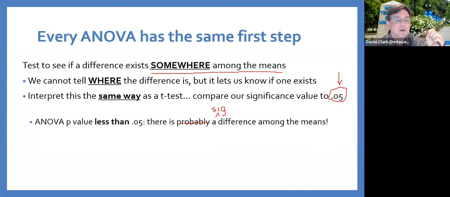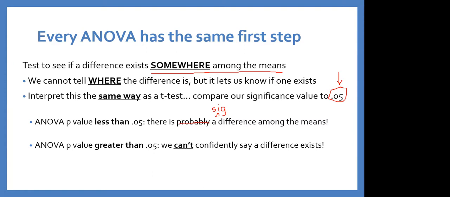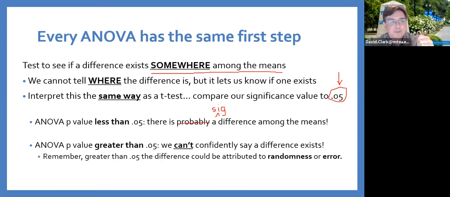If your ANOVA p-value is greater than 0.05, you can't confidently say that a difference exists, because what might be causing the difference, Michael? It might not be a real difference. It might be because of what? Random error. Randomness or error. Right. Remember that a difference with a p-value greater than 0.05 could be attributed to randomness or error.